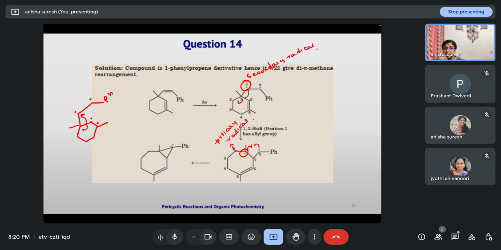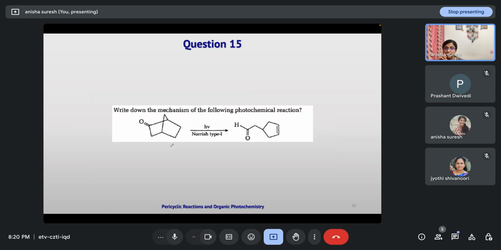Now coming to question number 15. Write down the mechanism of the following chemical reaction. So this is the starting material, and they have given that under Rayonet condition it is undergoing a Norrish type 1 reaction giving this product. So what is the mechanism of this reaction?